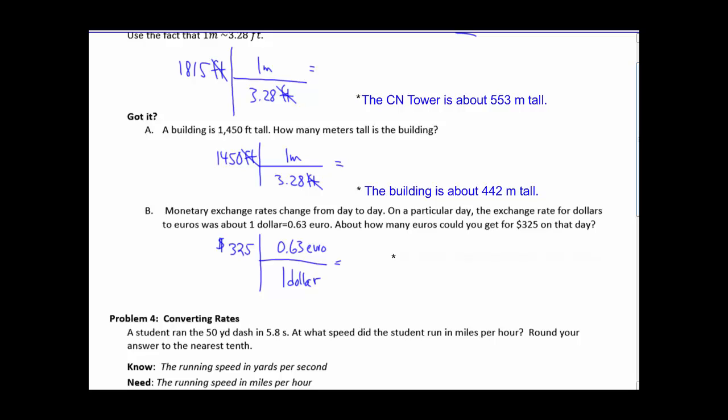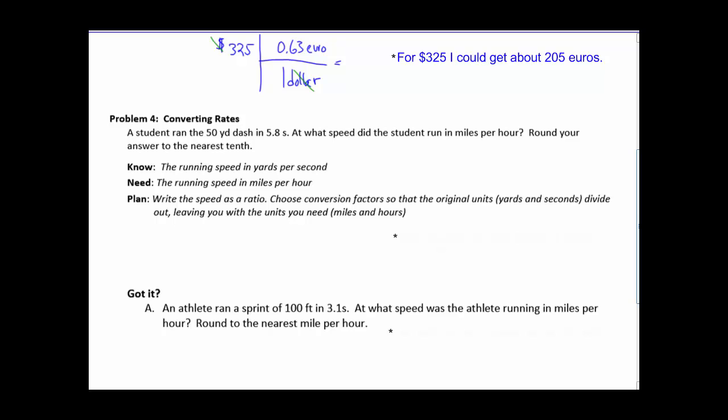Okay. On the euros, we have $325. When we go look up the exchange rate, we will find on a particular day that for every $1, the dollars cancel out. We're going to have to multiply by 0.63 euro, and therefore for about $325 I could get about 205 euros. We can also do conversion rates.